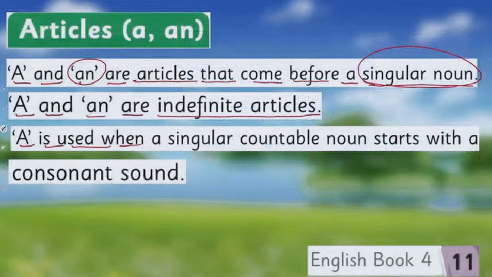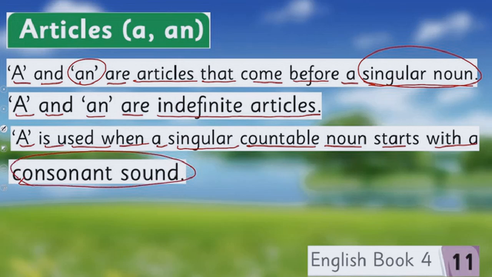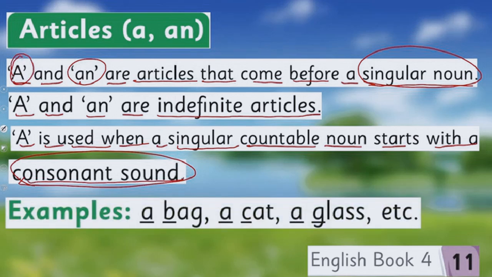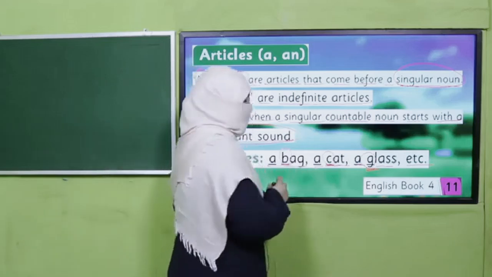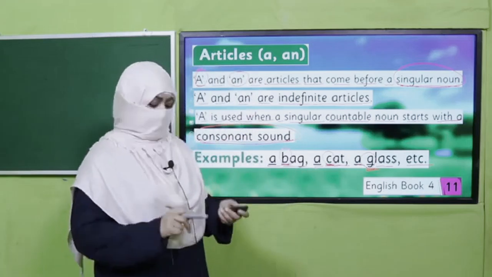A is used when a singular countable noun starts with a consonant sound. Okay, when the noun starts with a consonant sound, we use article a. All right, for example, a bag, a cat, a glass, etc. Now you see the first letter B. B is consonant. C is consonant, G is consonant. That's why when you want to say glass, you will say a glass. When you want to say bag, a bag. All right, this you already know.